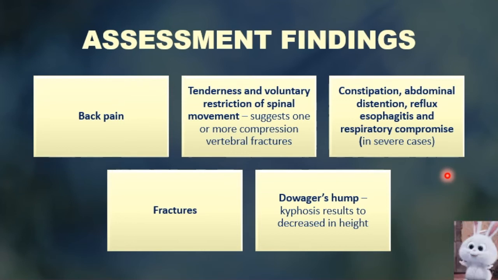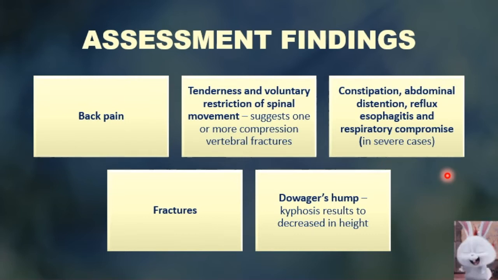Other than that, your patient would manifest tenderness and voluntary restriction of the spinal movement. This voluntary restriction of your spinal movement would suggest that one or more compression vertebral fractures are present. When I say compression vertebral fractures, the fracture is already compressing on the nerves. For that reason, your patient would be limiting movement. Then you have your constipation, abdominal distension, reflux esophagitis, and respiratory compromise in severe cases. Constipation and abdominal distension are all related to fractures. Once there is a fracture on the vertebrae, the innervation of the nerves going towards this area will be affected. Your respiratory compromise is usually associated with structural damage brought about by the fracture. Okay, then you have your fractures.